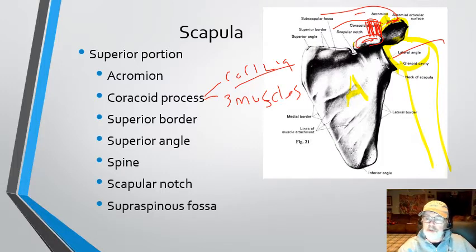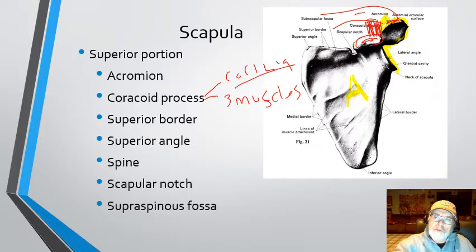The second one's called the short head of the biceps. The biceps actually has two heads, has two tendons, and one of them goes to the area of the coracoid process. The third muscle that attaches to the area of the coracoid process is the pectoralis minor. Pectoralis minor. We'll talk more about that when we talk about the muscle, okay? So anyway, that's a little bit in regards to where we are, okay?